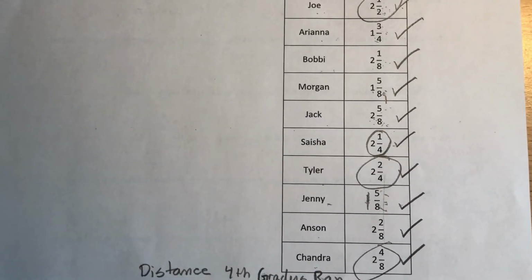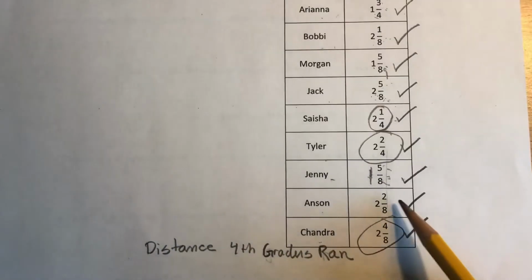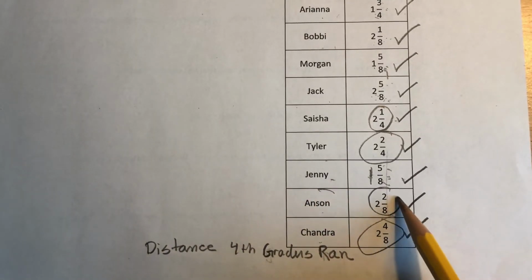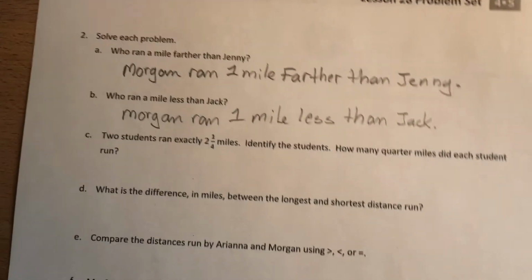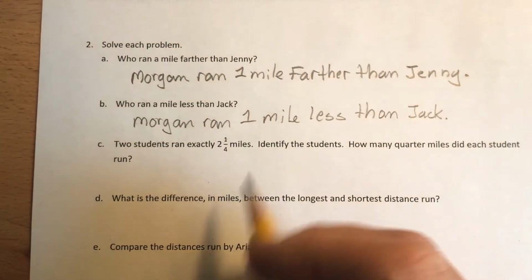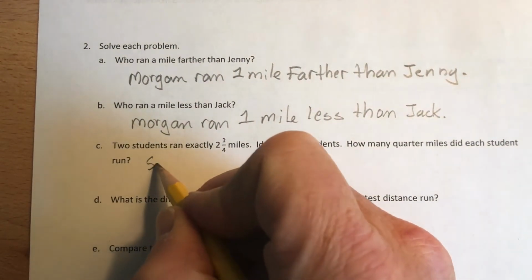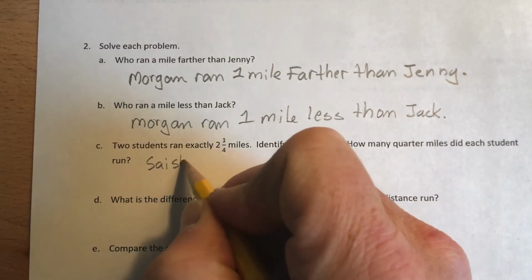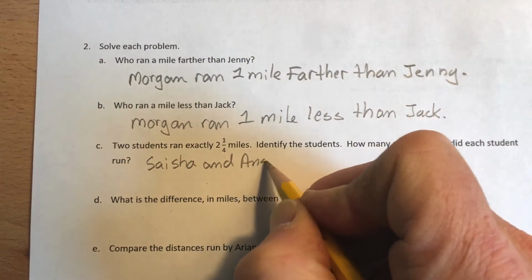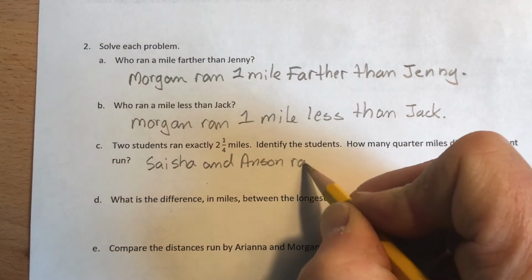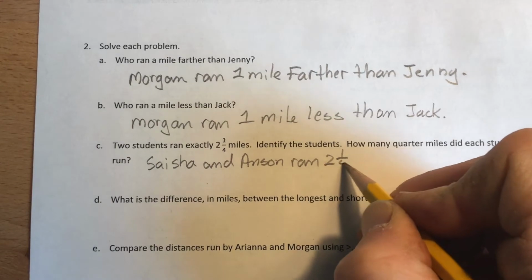Now, what other fraction is equivalent to 1/4? Let's see, 2 2/8, right? See that? 1, 2. And that would be Anson right here, okay? So both Anson and Saisha ran 2 1/4 miles. All right, so I'm going to answer the first part here. Saisha and Anson ran 2 1/4 miles.